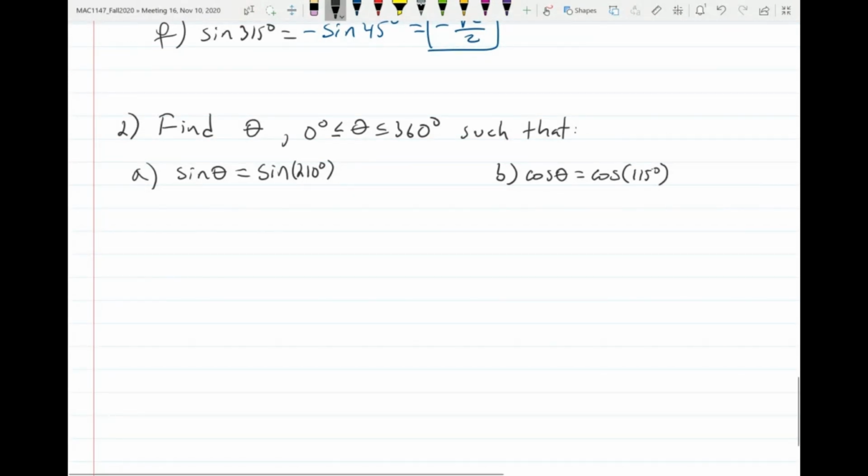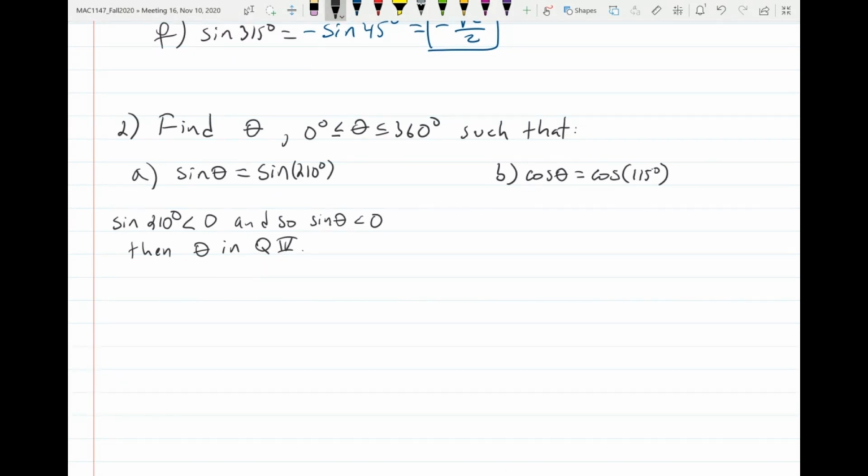So let's write this down. The first thing is you need to figure out in what quadrant the angle that you're looking for is. We know that sine of 210 is negative. Whatever it is, you can probably figure out what it is, even if you don't really need to calculate this, you're just analyzing. So this is a negative number, and so we know that sine of theta must be negative as well. But this only leaves you with one choice. So this means that theta has to be in quadrant 4, because quadrant 3 is already taken by 210.